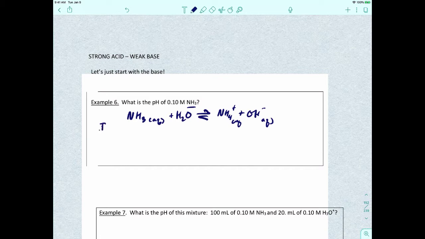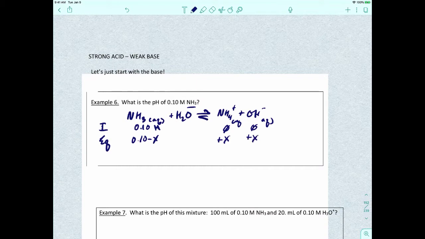So initially, we have 0.1 molar of NH3. We have no concentration of ammonium ion, no concentration of hydroxide. But we know at equilibrium that it's got to go down. The concentration of ammonia has to go down by a certain amount, so 0.1 minus X. The concentration of ammonium ion must go up by X. Concentration of hydroxide ion also must go up by X.